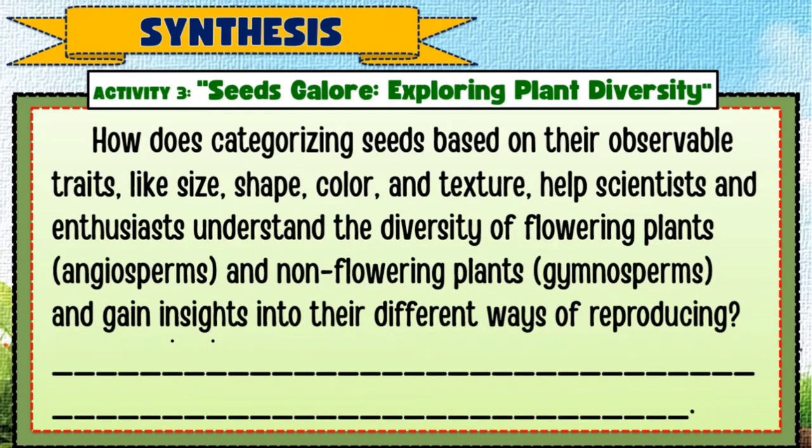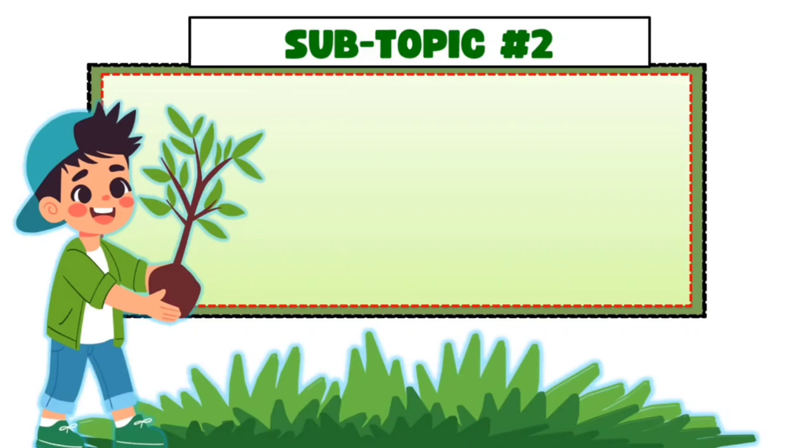How does categorizing seeds based on their observable traits like size, shape, color, and texture help scientists and enthusiasts understand the diversity of flowering plants, which is angiosperms, and non-flowering plants, which is gymnosperms, and gain insights into their different ways of reproducing? Subtopic number 2.